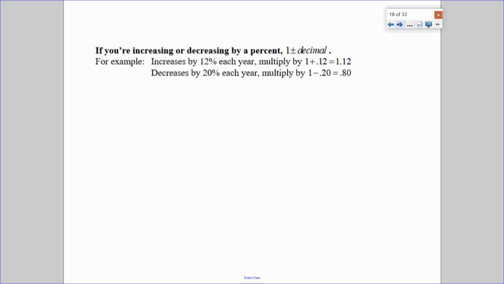If you're increasing or decreasing by a percent, it's 1 plus or minus the decimal. Plus for increasing, minus for decreasing. We did this a lot in Algebra 2, so this really shouldn't be foreign to you. There's a couple of examples. If I'm increasing by 12%, I am doing 1 plus 0.12 for 1.12. If I'm decreasing by 20%, I'm doing 1 minus 0.2, which is 0.8. Other than that, it's the same thing we did at the beginning of this lesson. But if you're increasing or decreasing by a percent, you're adding or subtracting that amount to 1.